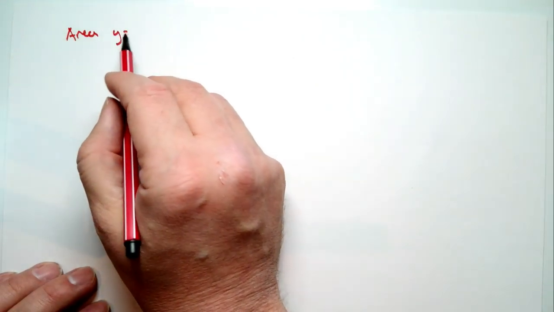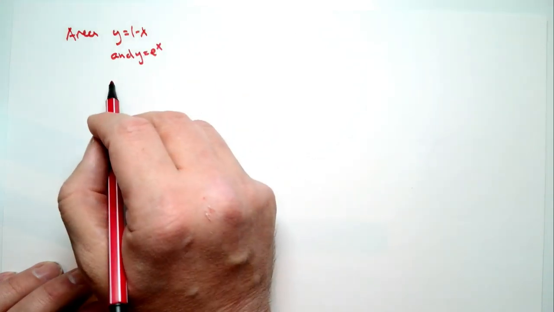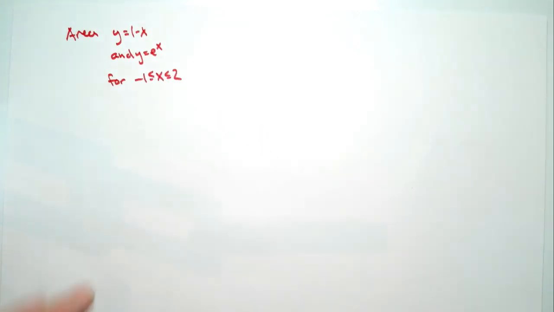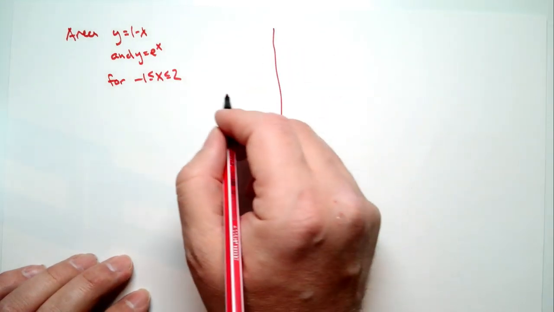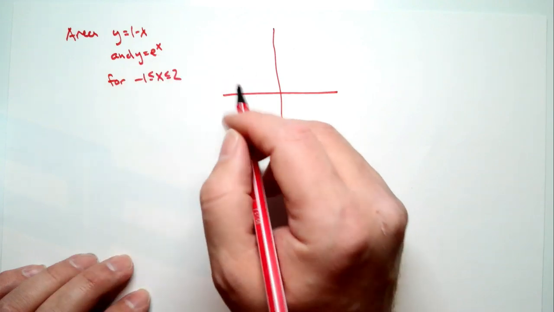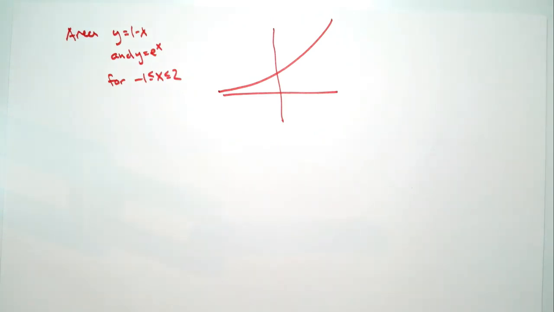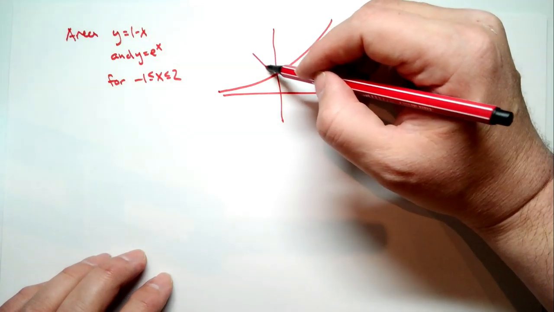So let's find the area, let's say, between the curve y equals 1 minus x and y equals e to the x, and we'll do it for negative 1 less than or equal to x less than or equal to 2. So suppose we want to find that area. Okay. Now, it's helpful to start by saying, well, what's going on here? What's the picture? Well, y equals e to the x, that looks something vaguely like this. Y equals 1 minus x, that's a line. The y-intercept is at 1, and the slope is negative 1. So that looks something like that.